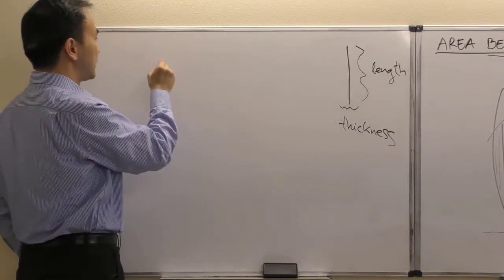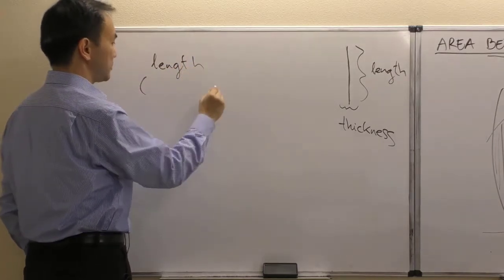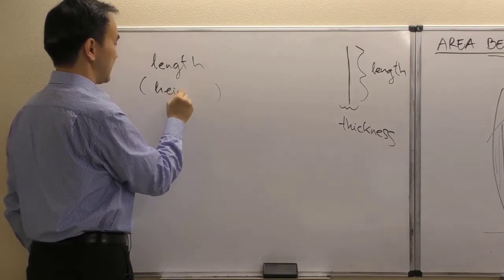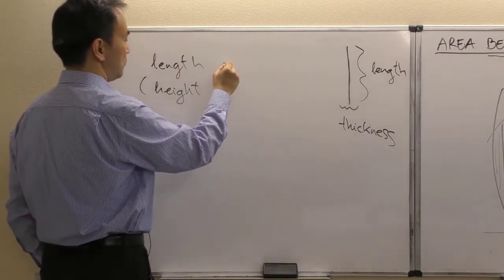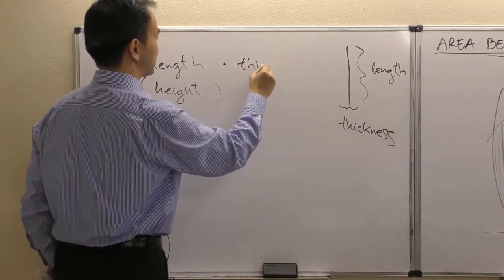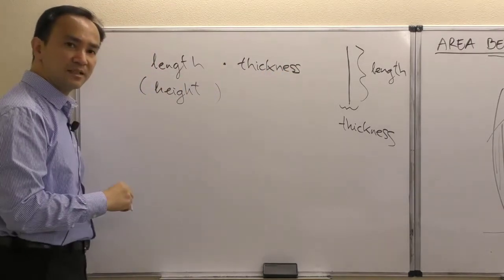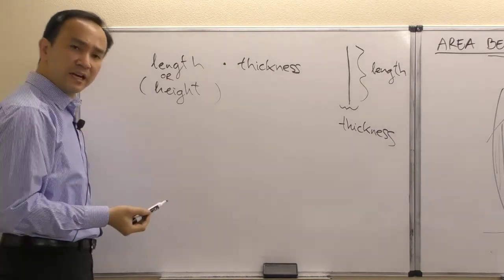Anytime we're multiplying the length, or in some cases we can refer to that as a height, we'll get to that later, okay? But anytime we're multiplying length with the thickness, it's a multiplication there. Okay, length times thickness, or height times thickness. That's the area of one stripe.